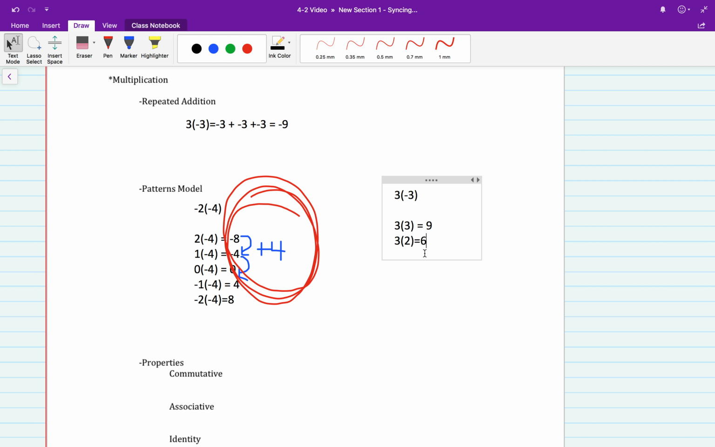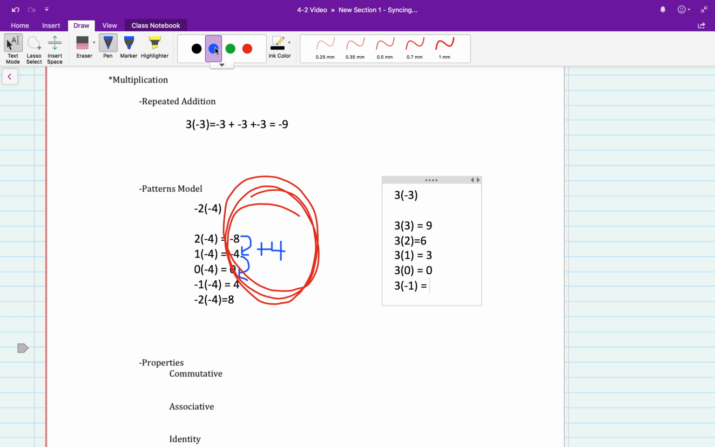3 times 2 is, the student says 6. Say, okay, what's 3 times 1? And the student says, oh, that's easy, that's 3. Say, okay, what's 3 times 0? That one's even easier, that's 0. Well now, since you've been decreasing these numbers in the parentheses, you're to a negative number. And the student says, well, I still think it's 3.